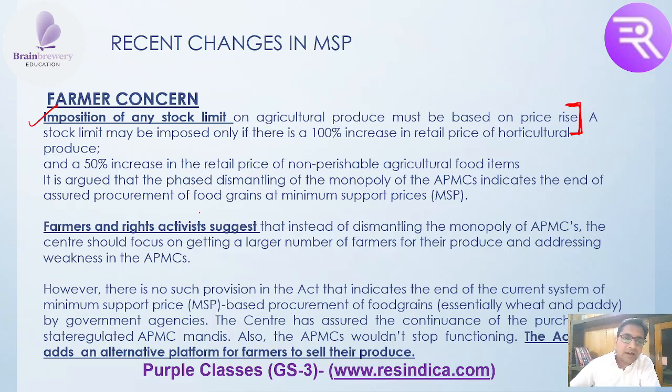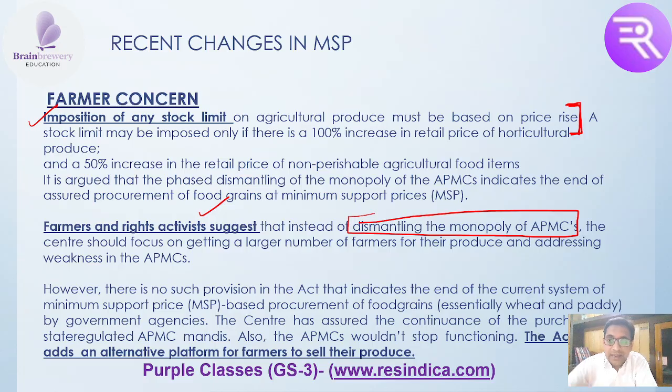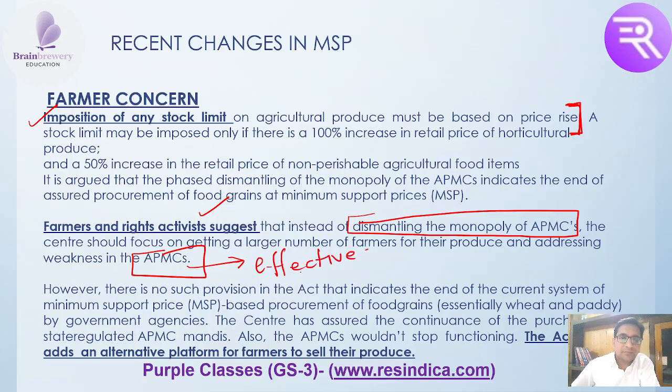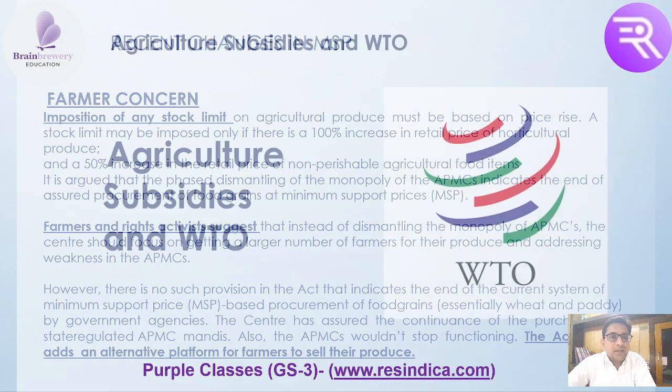Okay, then farmers and rights activists have suggested that you should not dismantle the monopoly of APMC. That means they are saying that APMC should be there. But they are saying make sure that this APMC functions more effectively. Make the work of APMC more effective, and do not just simply treat APMC as one market. You can give some alternate way, but make APMC stronger and stronger. That is the farmers' concern.